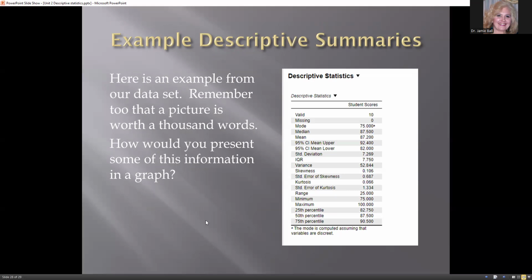Remember, a picture is worth 1,000 words. All of your statistics do not need to be presented in tables like this one. This is why we use graphs. We can glean a lot just from looking at a graph. We don't have to just look at tables. Okay. So how would you present your information?